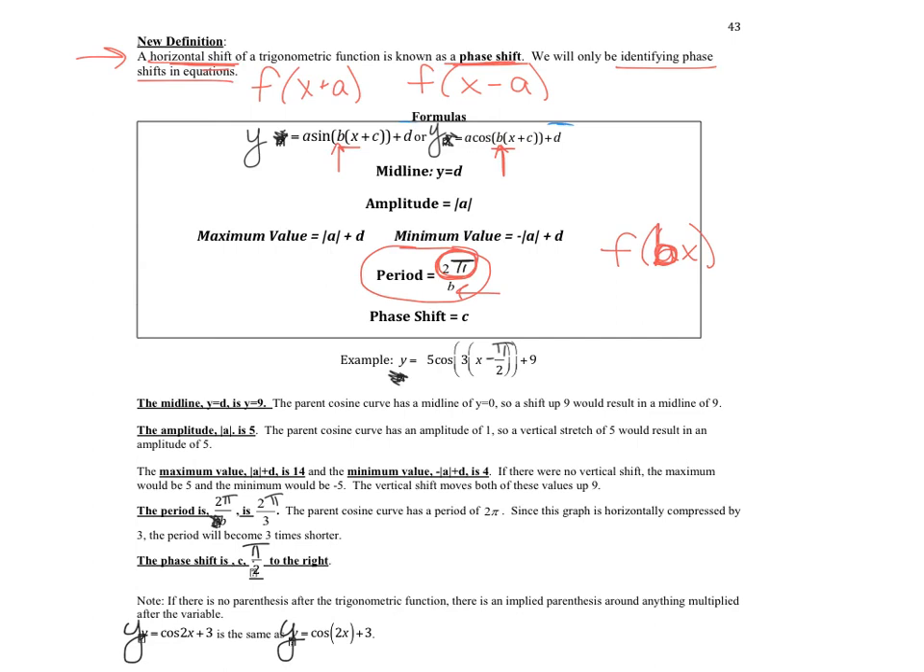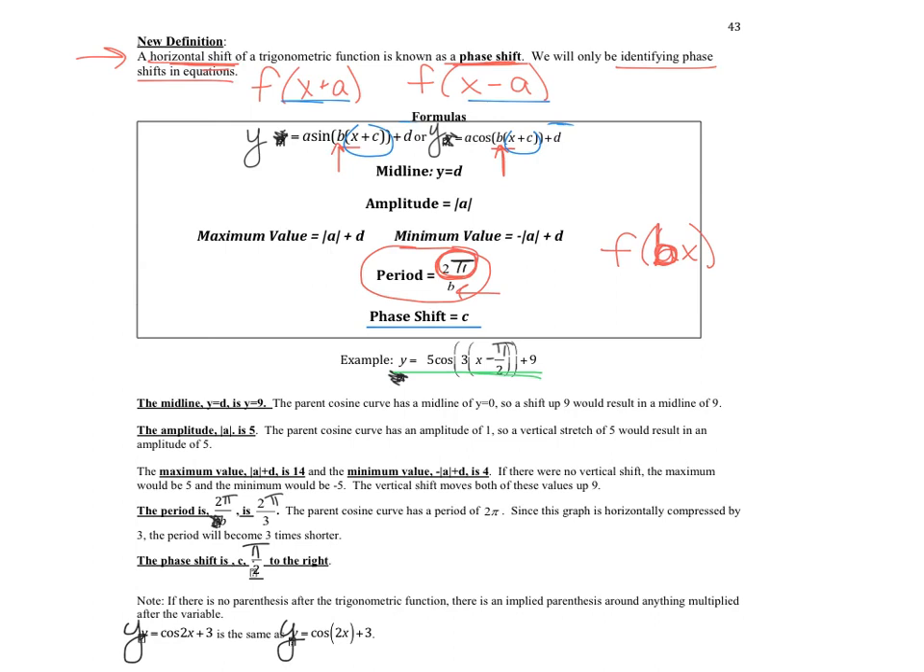So lastly, the phase shift is the value of c. That's whatever is added or subtracted to the x, and really only identifying in equations is all that you have to worry about. So I know this is a lot at once. Remember, we're doing 4 lessons on this. We're introducing it all today. I'm going to look at this example equation down here.